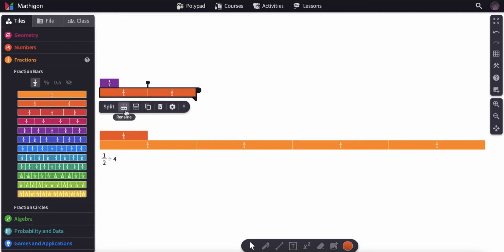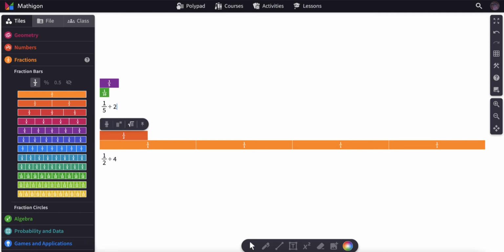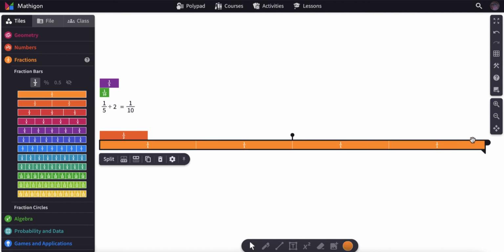We just need to be able to divide this piece into 2 equal sized pieces. And so we're going to use the split feature here and do that until we see that that piece can get divided into 2 equal sized pieces. In this case, those are each 1/10. And so in this case, when we divide 1/5 into 2 equal sized pieces, those pieces are 1/10 in size. So we're using that second way to describe division. And in the same way, we're asking ourselves in this question, 1/2 divided by 4, if we divide 1/2 into 4 equal sized pieces, how big are those pieces?